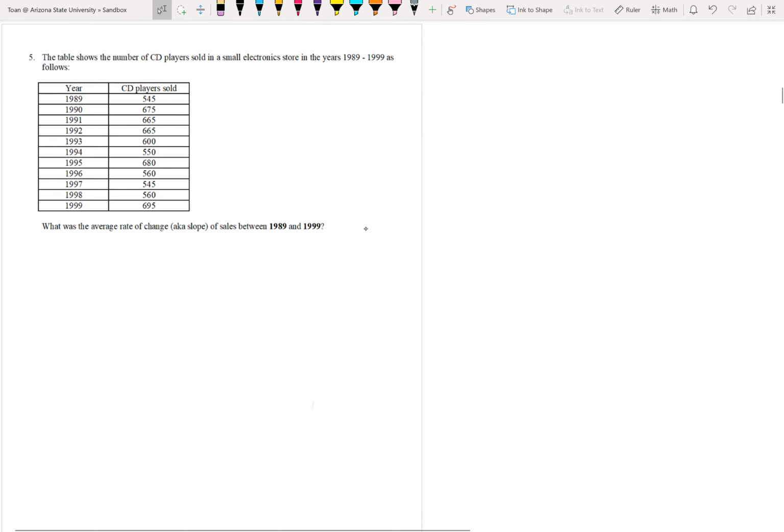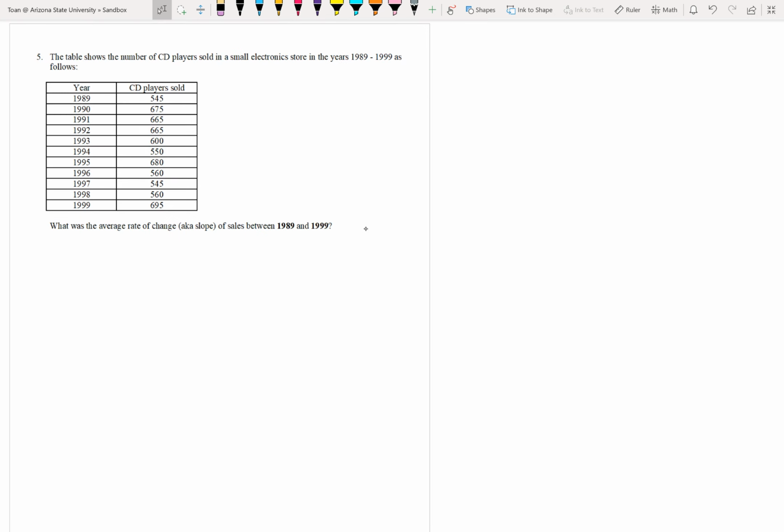Number 5 gives you information about a specific number of CD players sold per specific year, and they ask you to find the average rate of change of sales between 1989 and 1999. And as I said in class, I'm sort of giving you a hint here. Rate of change just means slope. So they want to find the slope of the change in sales between 1989, which is right here, and 1999.